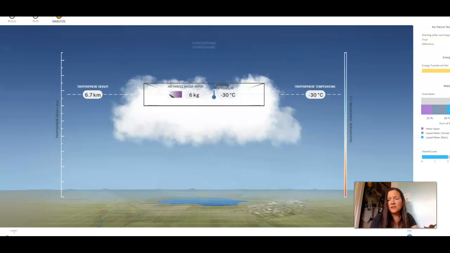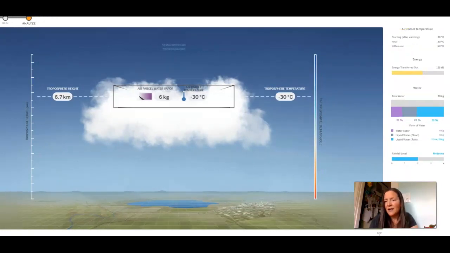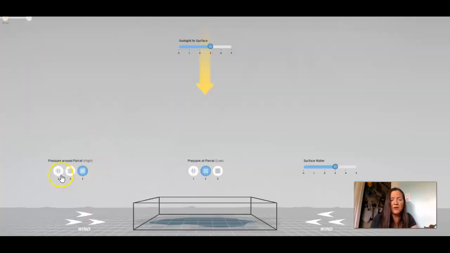So if we get the data, I'm going to have to move my screen so we can all see what's going on. All right. I'm looking over here now for my data. Okay, we got a rainfall of about level 2. All right. And then I see that my troposphere height is 6.7. Okay. What happens if we don't have any wind?